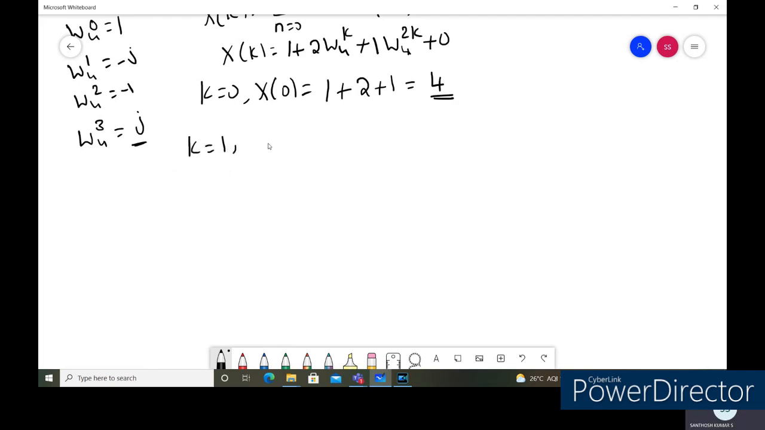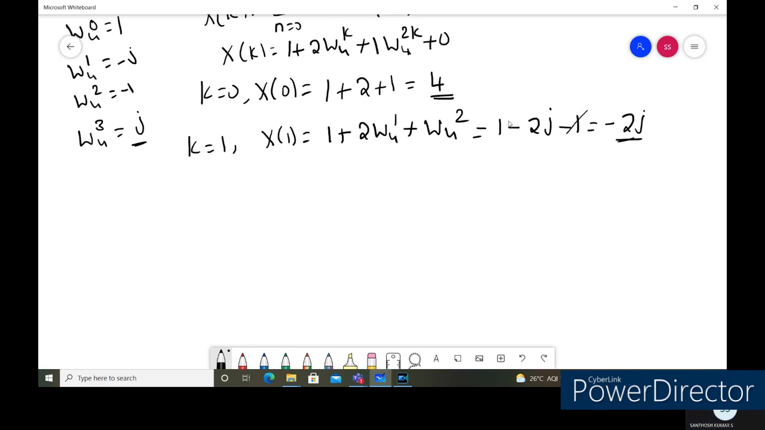Similarly, let us substitute k equal to 1. So X of 1 is equal to, wherever k is there, we substitute 1: 1 plus 2 omega 4 to the power of 1 plus omega 4 to the power of 2. Now omega 4 to the power of 1 is minus j, so we get 1 minus 2j. Next, omega 4 to the power of 2 is minus 1, so minus 1 gets cancelled with the plus 1. The remaining value is minus 2j.